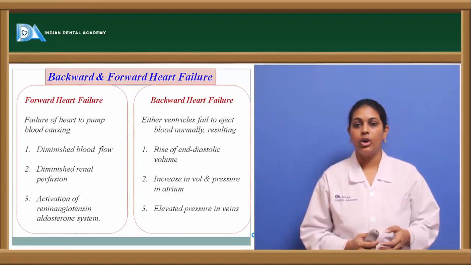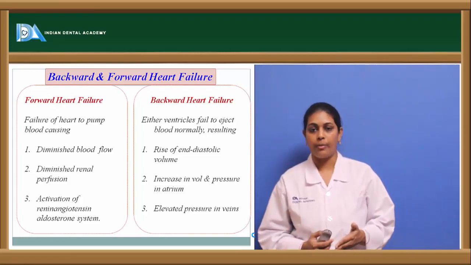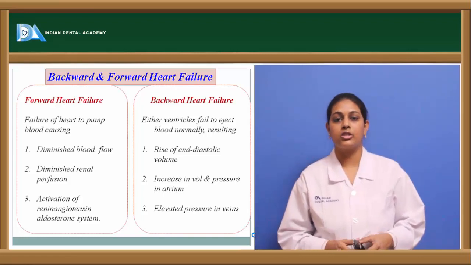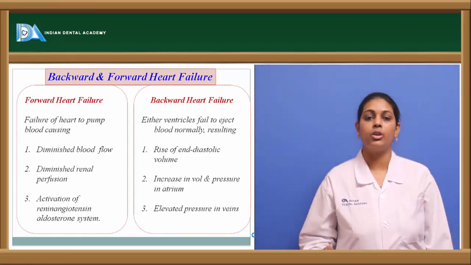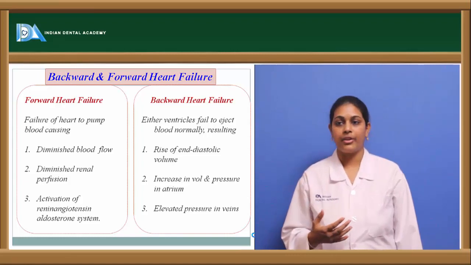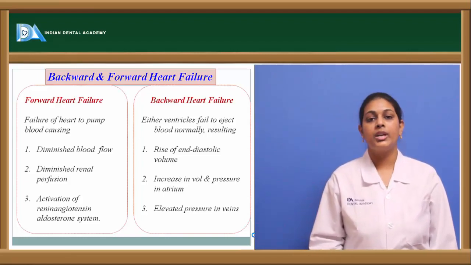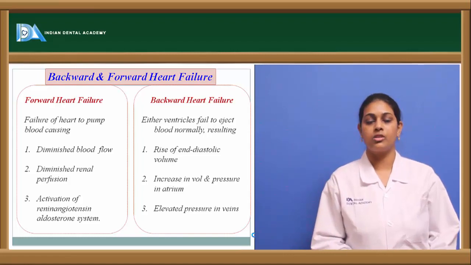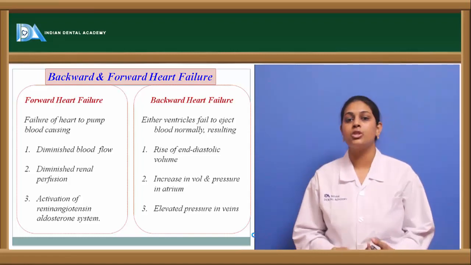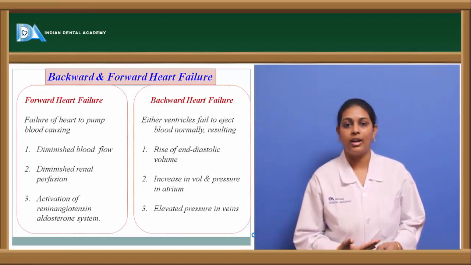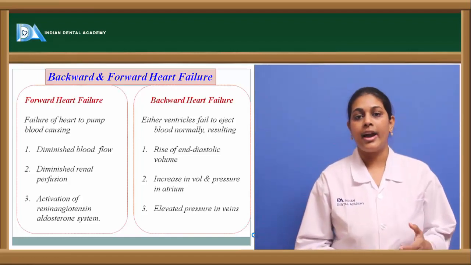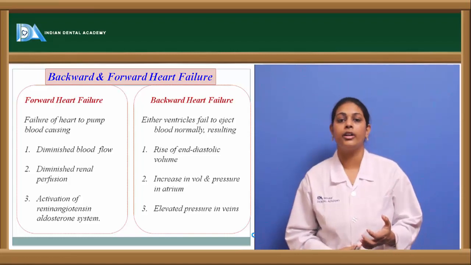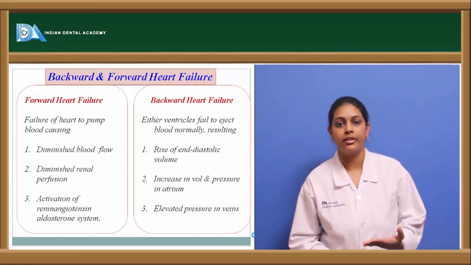Coming to backward heart failure, either of the ventricles could fail to eject the blood normally. So it is not necessarily because of the heart as in forward heart failure, where there is complete failure or reduction in blood flow from the heart. Here in backward heart failure, the heart has shown adequate function, but any ventricular or valvular diseases can result in backward heart failure, and it will usually result in a rise in the end diastolic volume, that is, the diastolic volume begins to increase and becomes elevated.